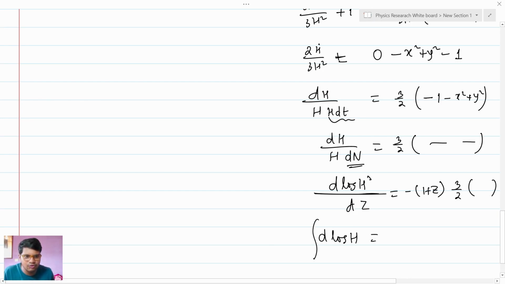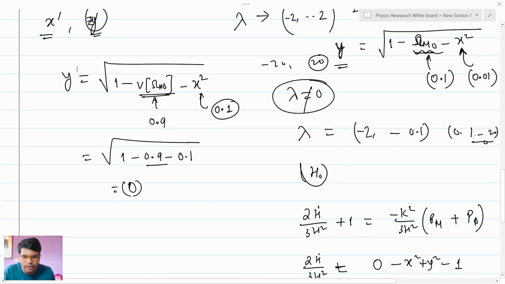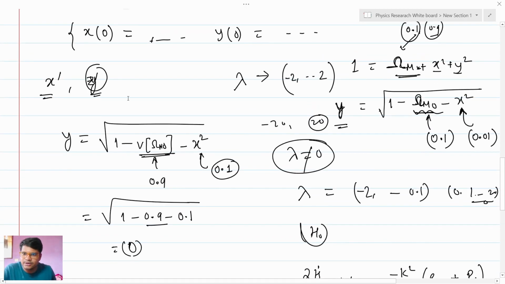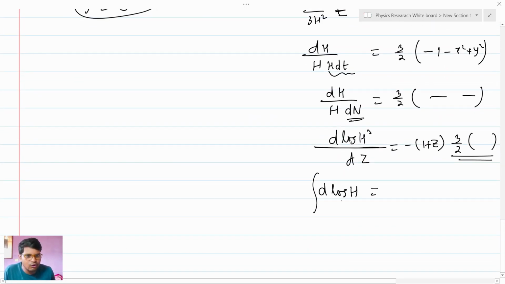I can just integrate this one, because we have already found x, y, and z from the differential equation. And if you are trying to find out what x and y are, these are functions of basically z, right? Because when you are trying to estimate dy by dt is equal to, let us say, y, what you got is the solution y equal to e to the power t. So it means that when we are solving this differential equation, x and y are functions of z, correct? So I can say that, okay, d log h, I can integrate it separately, minus 1 plus z, 3 by 2, whatever it is, dz, I'm going to integrate over here.